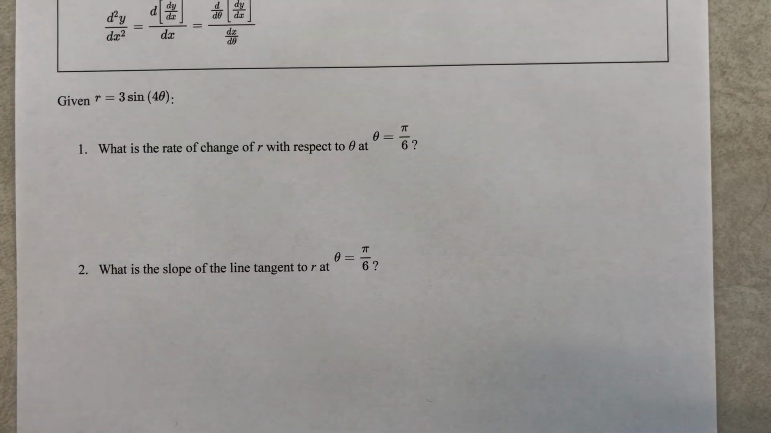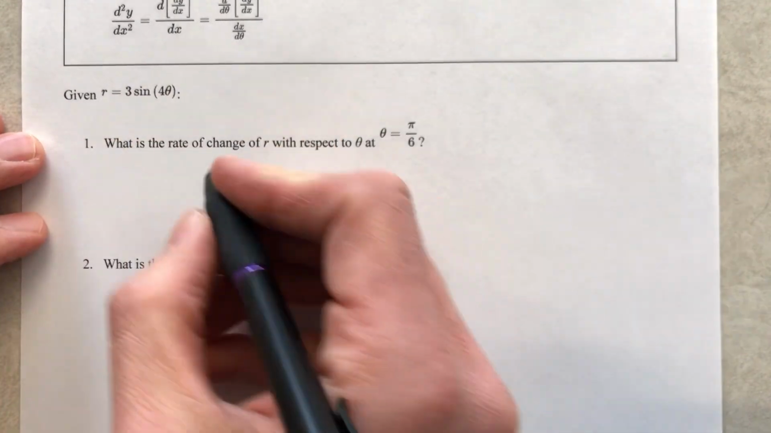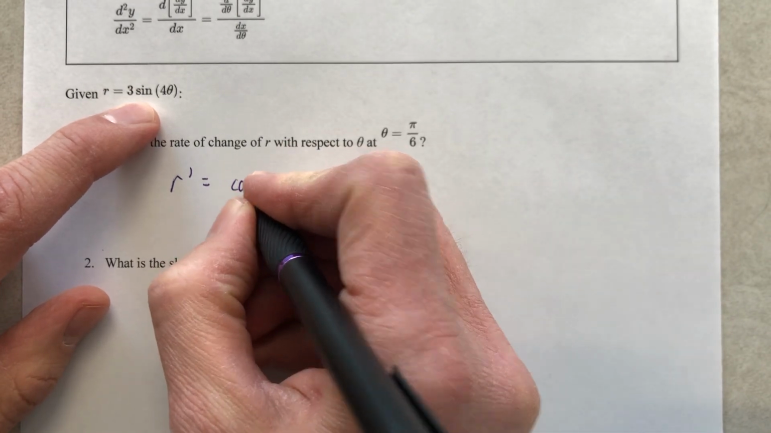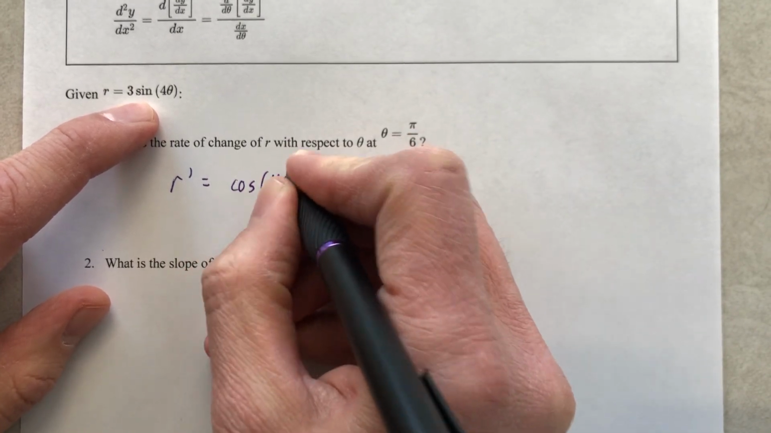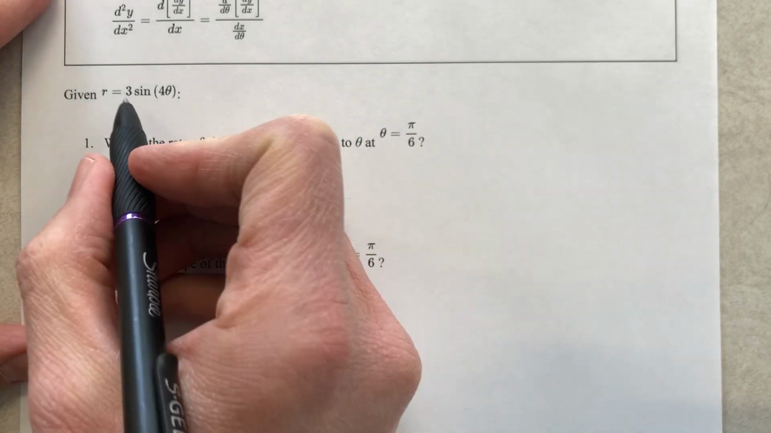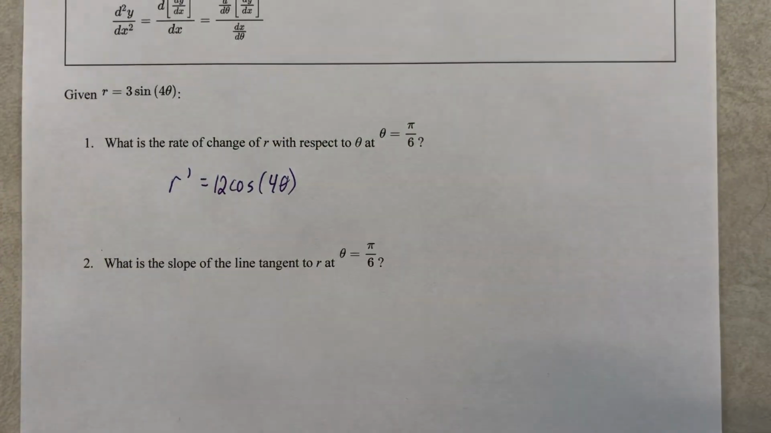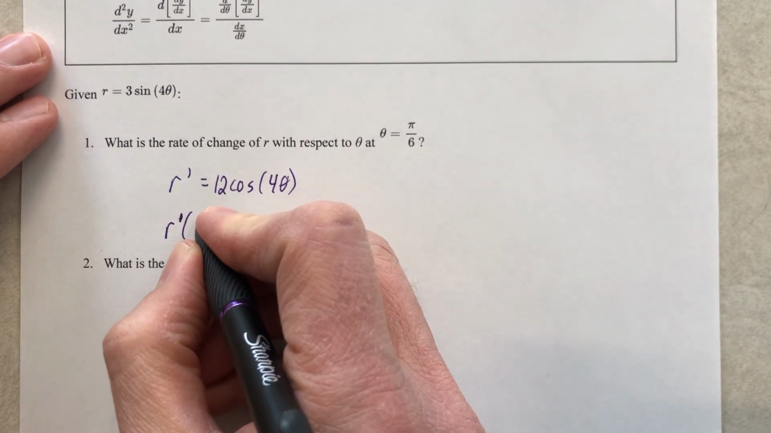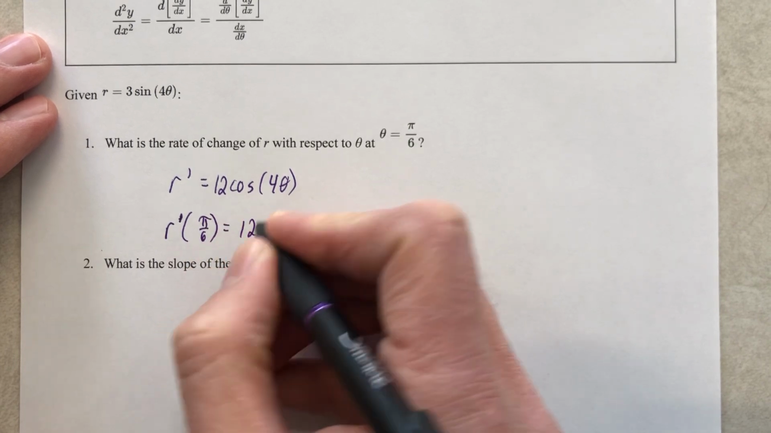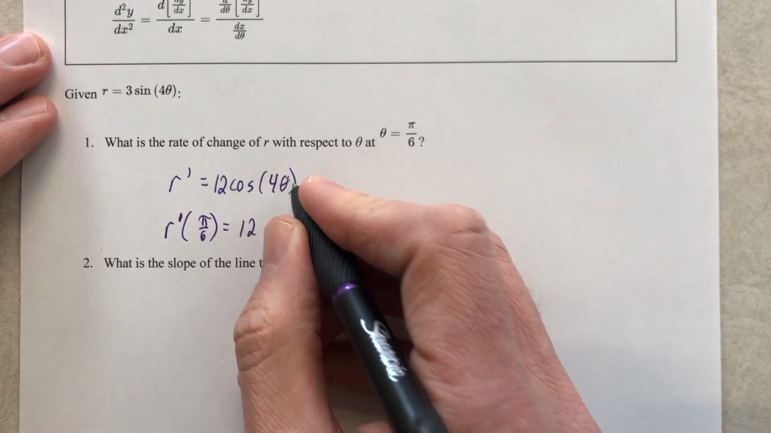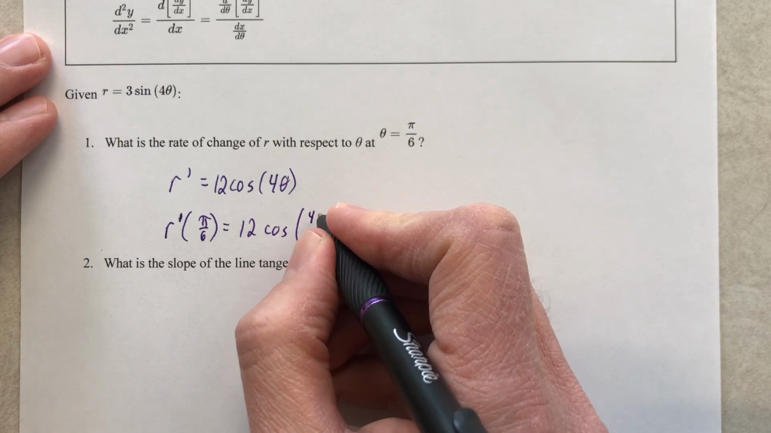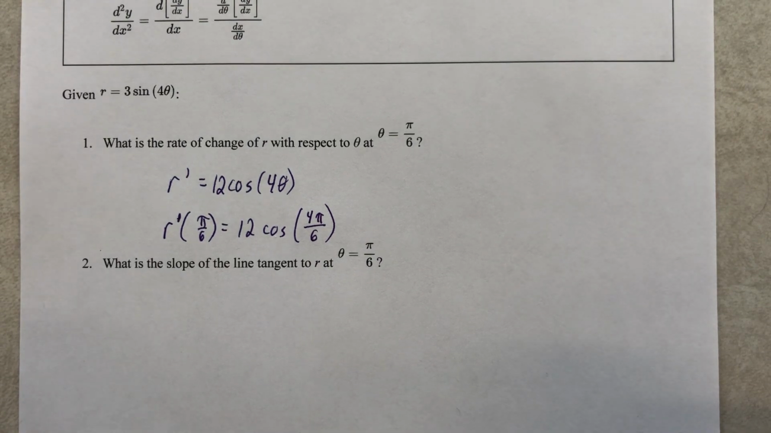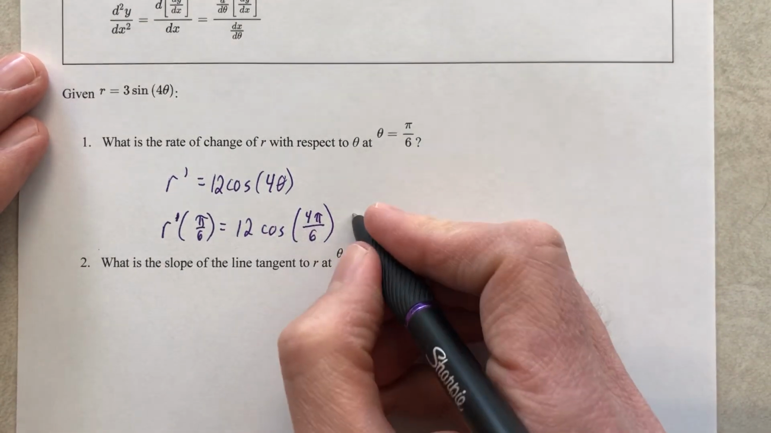So we're just going to switch to purple, no reason, and take the derivative of this. So r prime is equal to, the derivative of sine is cosine, so it's 3 cosine of 4 theta. However, chain rule, multiply by 4, so the 3 times that 4 gives me 12. That is my derivative. Now I want to evaluate the derivative at pi over 6. So we'll plug this in and use our knowledge of the unit circle. 4 times pi over 6 is 4 pi over 6, that's 2/3 pi.